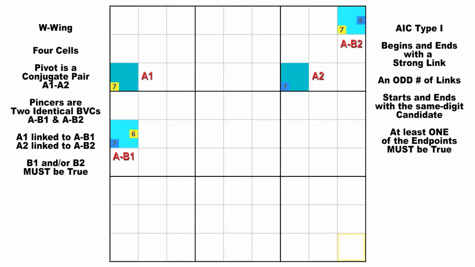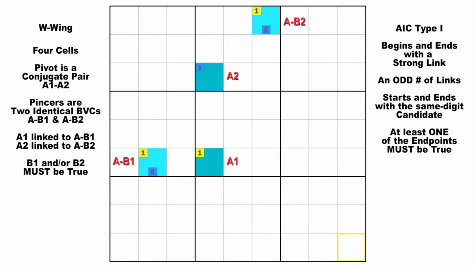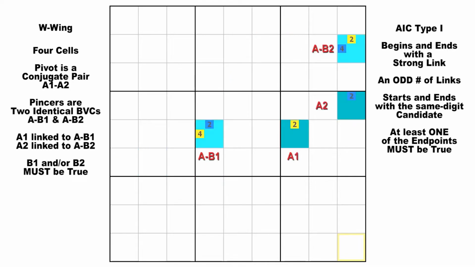The conjugate pair can be in a row like this, or it can be in a column like this, or it can be in a block like this. And the logic is the same regardless. One of the 2 endpoint candidate Bs must be true.